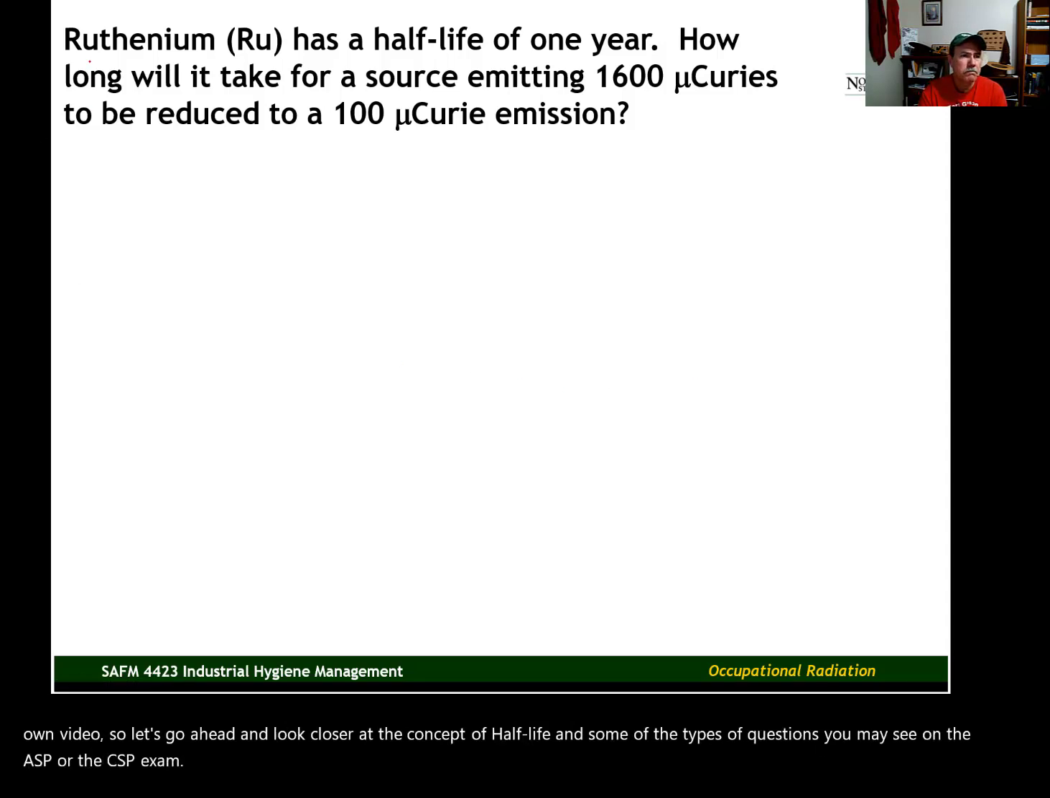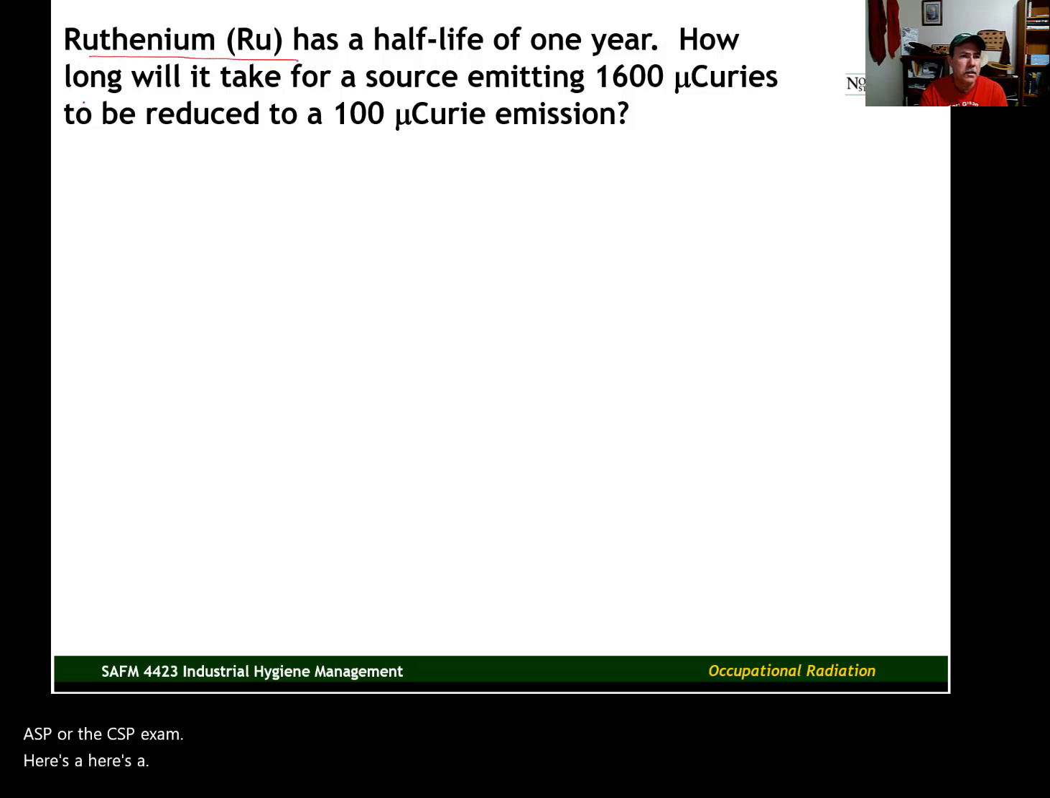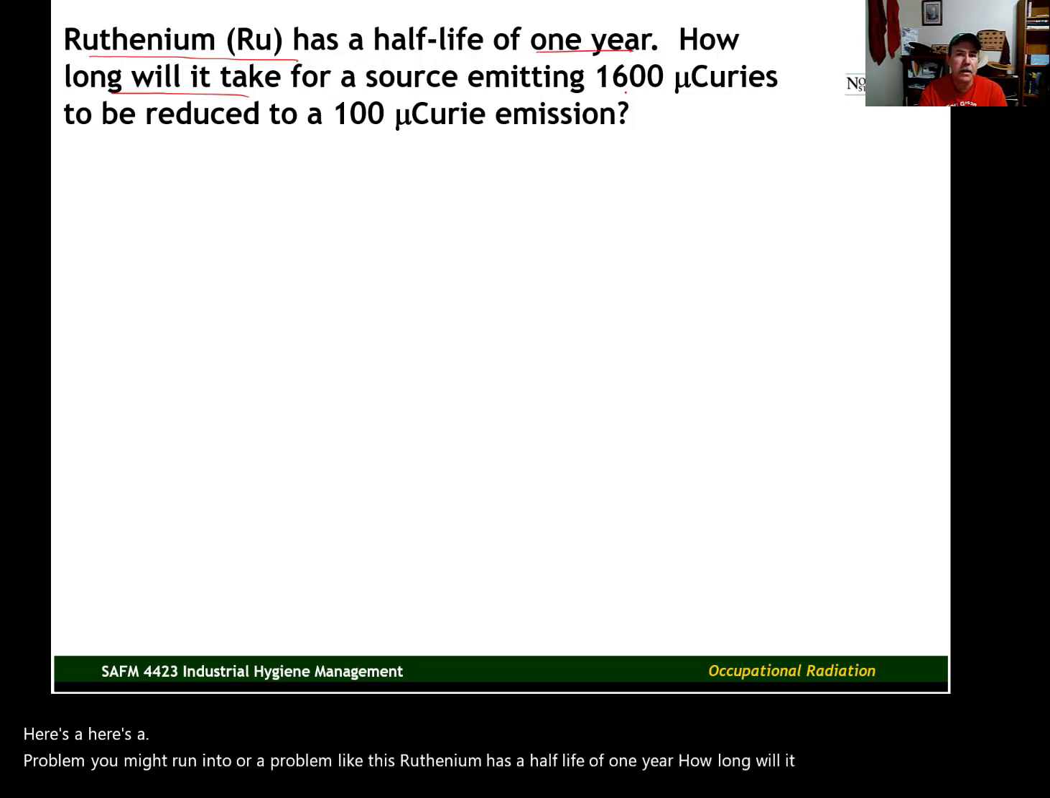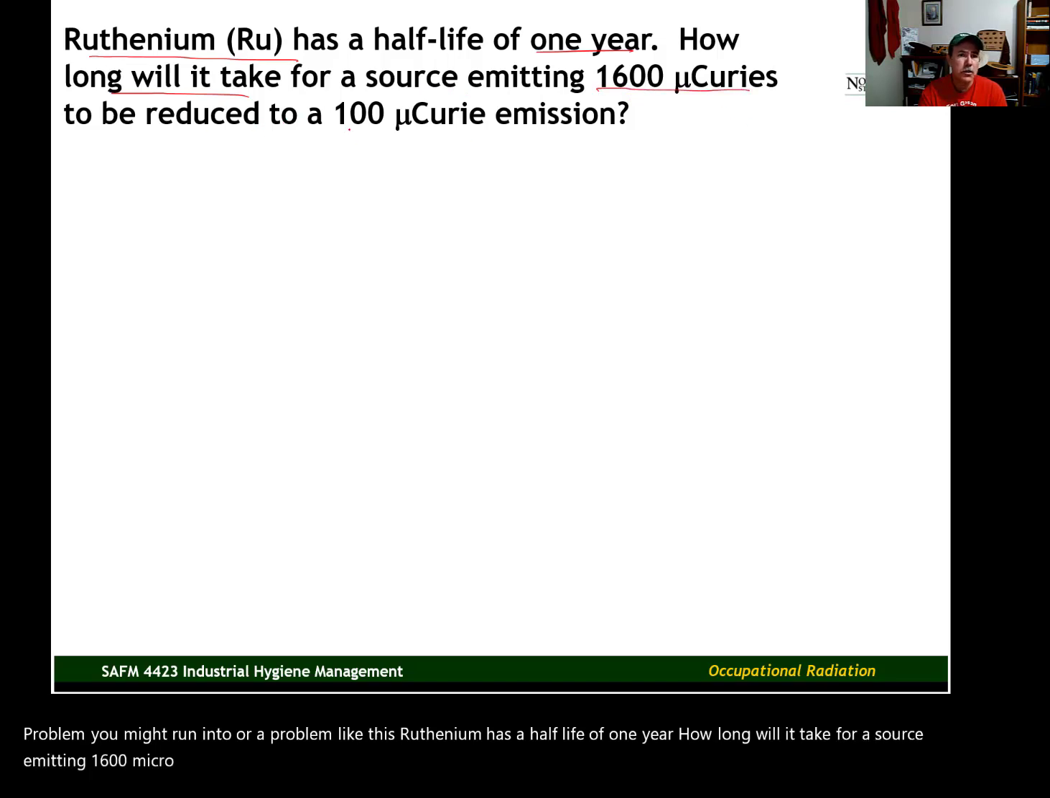Here's a problem you might run into, or a problem like this. Ruthenium has a half-life of 1 year. How long will it take for a source emitting 1600 microcuries to be reduced to a 100 microcurie emission?